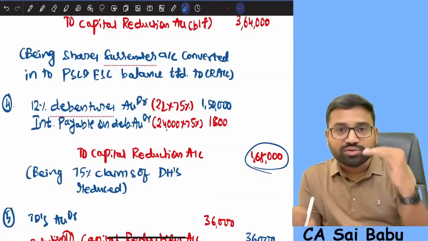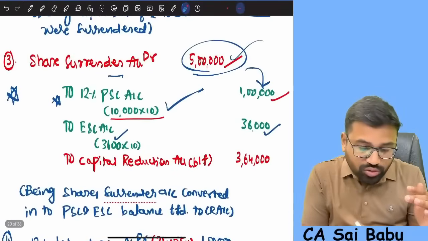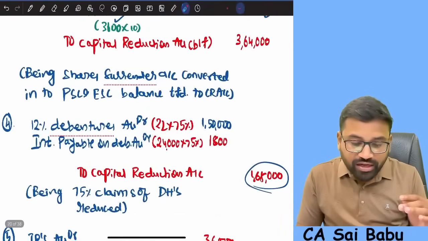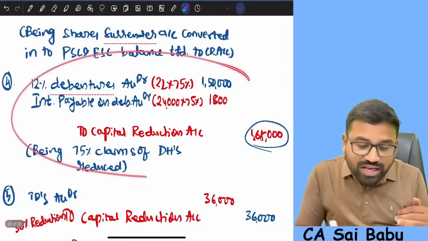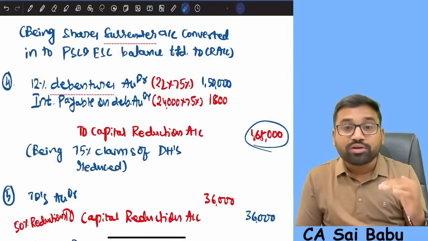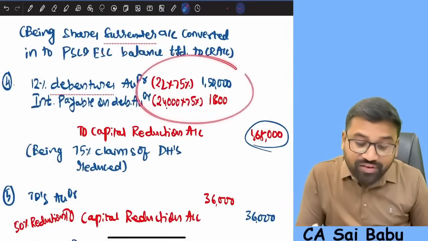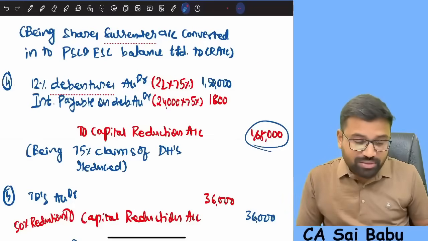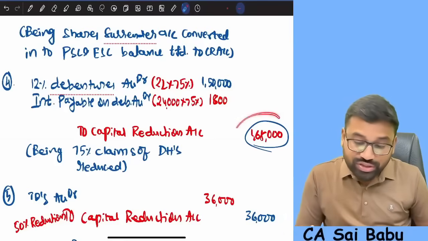I told you, surrendered shares are utilized to settle the liabilities, 2 entries. First, share surrender to share capital. Here, out of the share surrendered, we have transferred to preference share capital 1 lakh. And by taking this 1 lakh, what is the liability settled? Debentures account to capital reduction account. 75% of the claims of the debenture holders was settled, in the debentures amount as well as interest belonging to them. So this is very important.